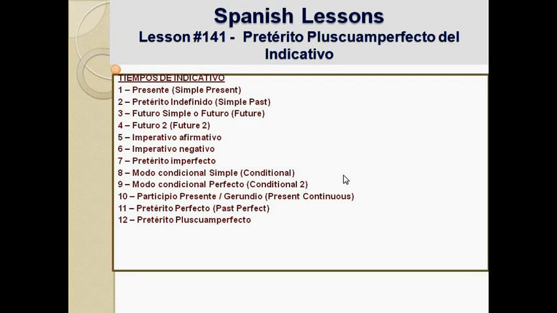This is the name of this conjugation tense in Spanish, and although the long name is quite intimidating, nevertheless, the English language has this same tense. For example, I had gone, okay? I had eaten. This would be the pretérito pluscuamperfecto del indicativo, okay?